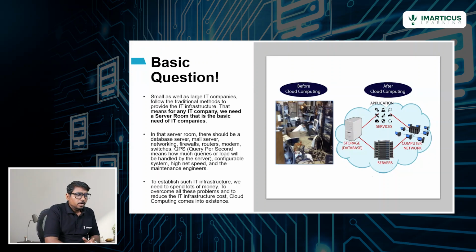So as of now, large IT companies follow the traditional method to provide the IT infrastructure. That means for any IT company, we need a server room. That is the basic need of IT companies. So in that particular server room, there are multiple things like routers, modems, switches, UPS, load balancer. And one more important thing is high speed internet. So these are hardware related parts that you need to purchase and set up in your server room.